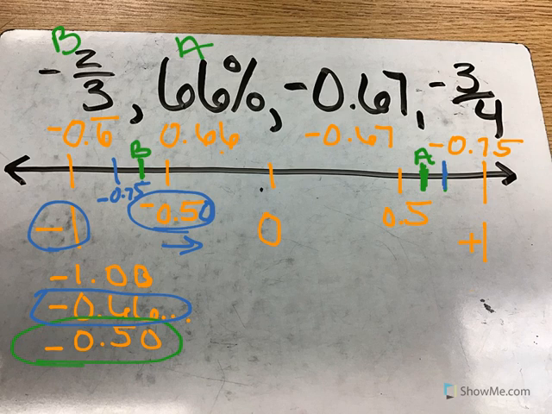All right, so we've done those. Now let's worry about C. Now C, negative 0.67. It's already a decimal, it's easy. So I have to figure out, is it going to go to the left of B? Because I know negative 66 hundredths and negative 0.67, they're really close to one another.